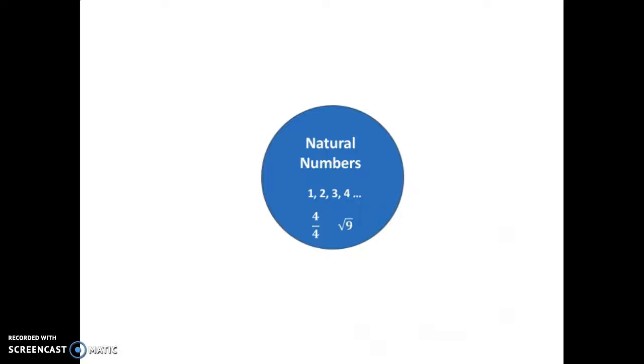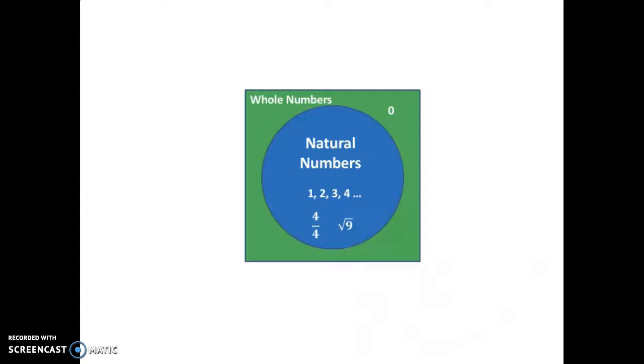Now the last thing we will learn today is classifying our sets of numbers. Our first set is the natural numbers. These are what you learned first as a child. We think of them as our counting numbers: 1, 2, 3, and 4. The fraction 4/4 represents the number 1. Square root of 9 represents the number 3. Those are all natural numbers. Now we move on, we add 0. When we add 0, we're talking about whole numbers. Now 0, 1, 2, 3, and 4.